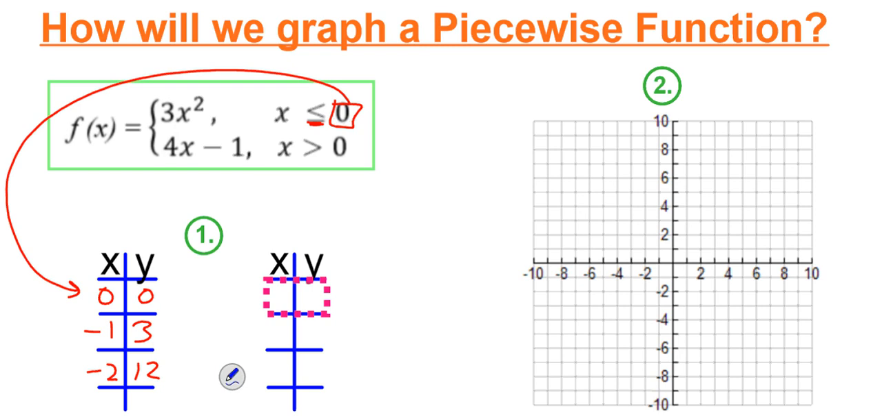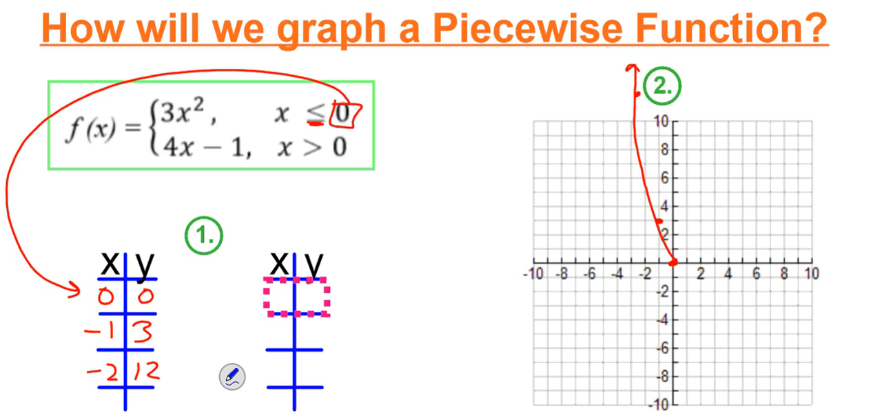0, 0 is a filled-in circle. Then we've got -1, 3. So 1, 2, 3, and -2, 12. No wonder it goes up so fast. We're looking at a quadratic, so we're going to give this part of the graph a little curve if we can. Curve, curve, curve. Okay. You know, our little sketches don't have to be perfect. All right, so here we go.